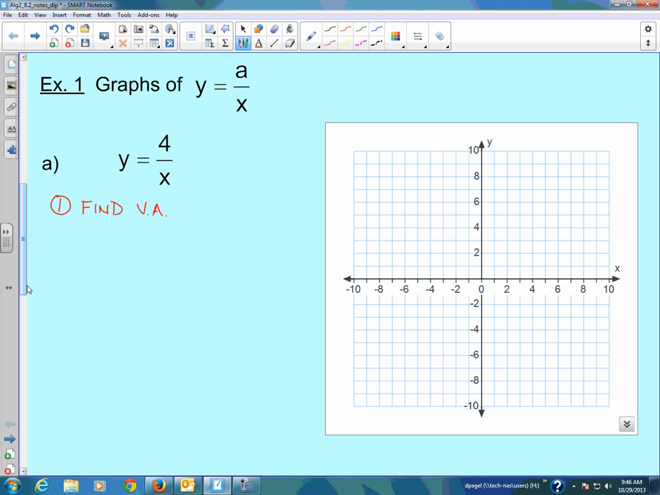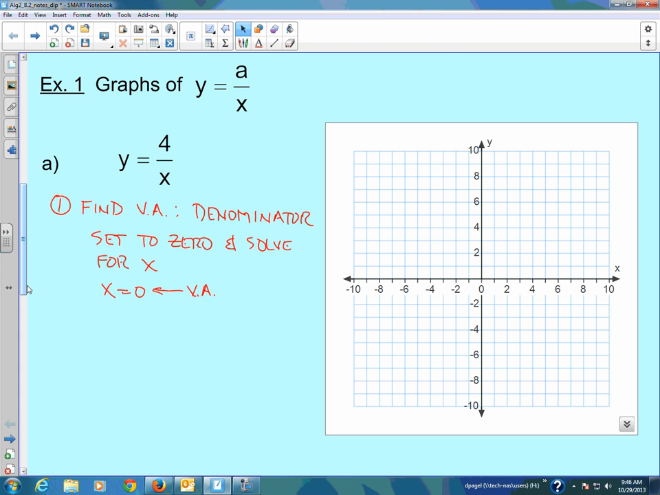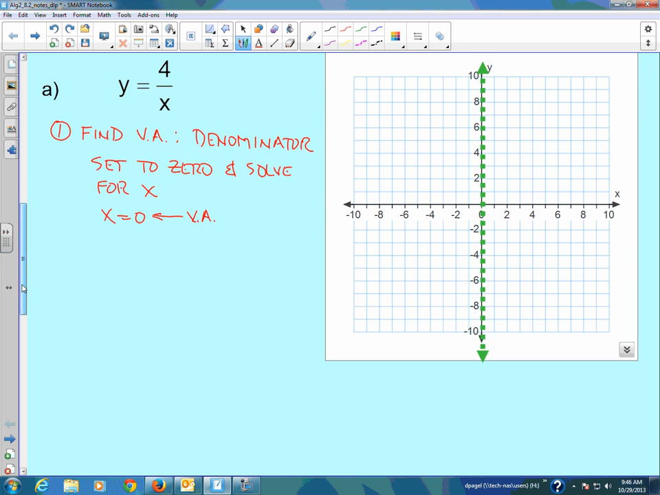Vertical asymptote, we're just going to abbreviate it VA here. And how we find that is you look in the denominator. That's where you'll find it, and you make it equal to 0 and solve for x. So in that case, x equals 0. There's our vertical asymptote. So we'll go ahead and put that vertical line in here at x equals 0. Our second step, let's go find the horizontal asymptote.